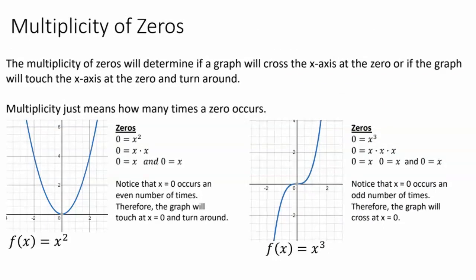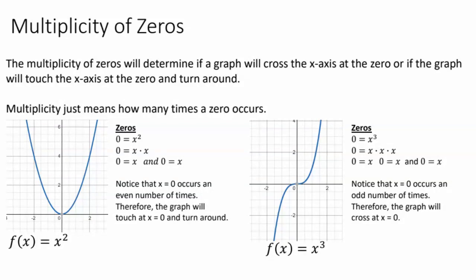So let's go into more detail as far as what I just said, the multiplicity of zeros. The multiplicity of zeros will be determined by whether the graph crosses the x-axis or just touches the x-axis. If we look at this first example here, what does multiplicity mean? It means the number of times that the zero occurs.